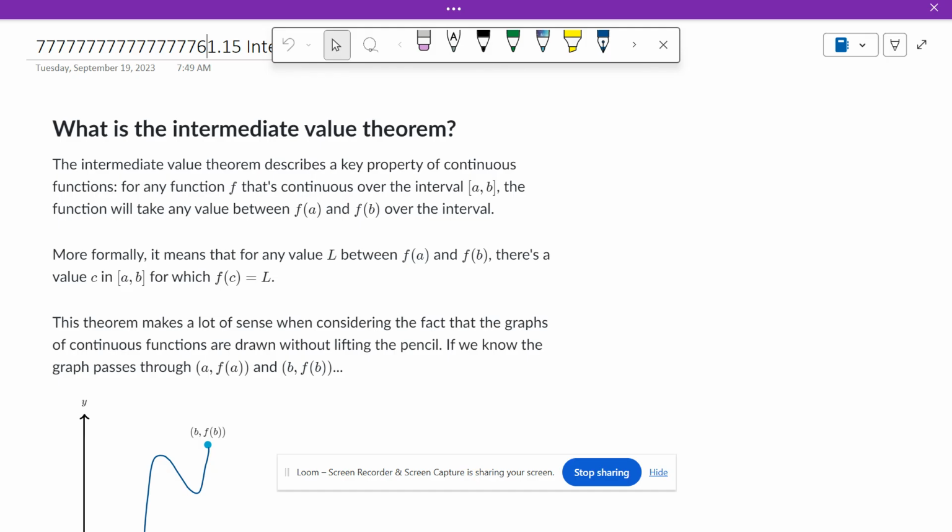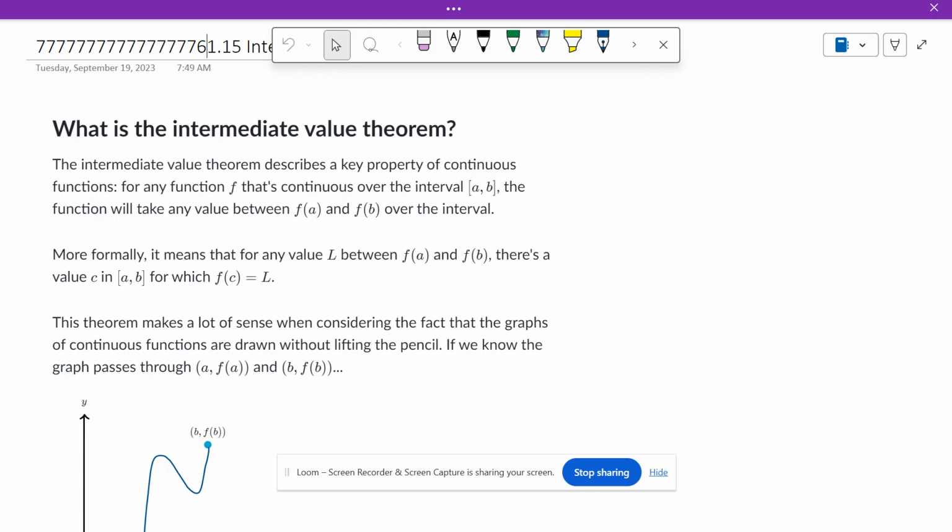All right, so it's middle. It's somewhere in between. It's somewhere in the middle, in between. It doesn't have to be the exact middle, but somewhere in between. So the intermediate value theorem describes something about continuous functions.